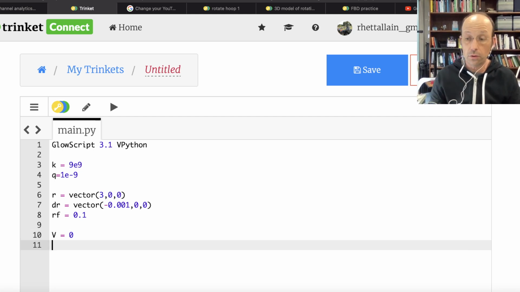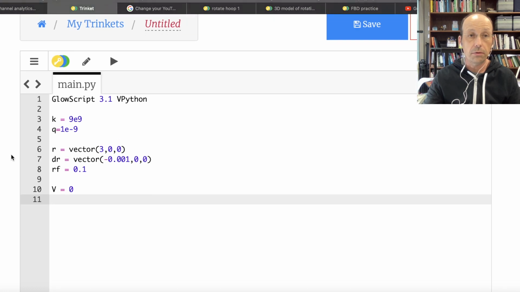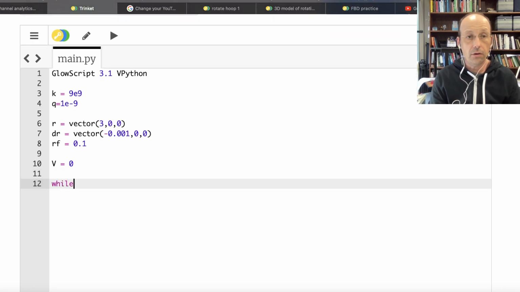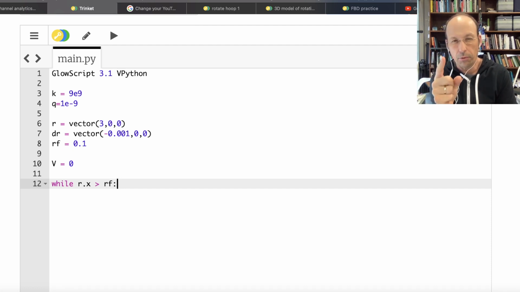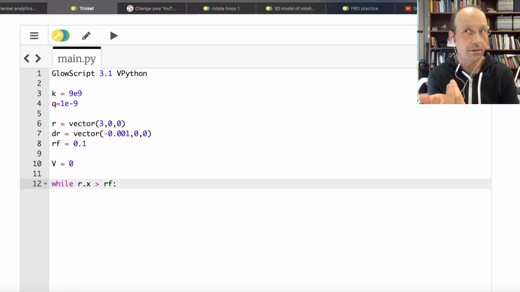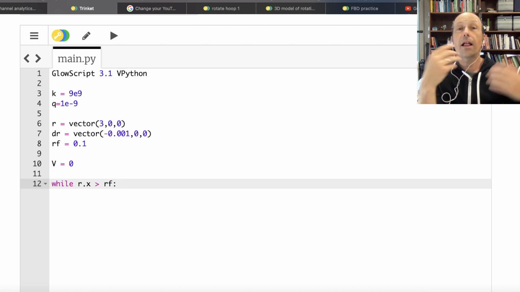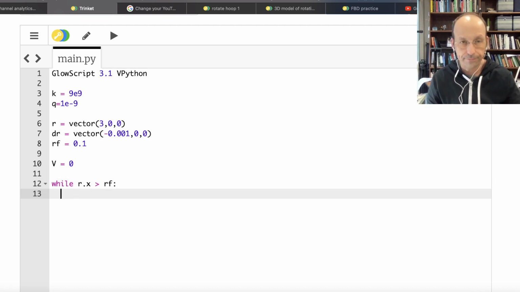So now I'm going to do a loop. In this loop, I'm going to say while r.x is greater than rf. So r.x is the x component of my vector r. Remember, r is where I'm at that particular point. So I'm going to keep doing this until I get to the position rf. r.x starts at 3, and I'm going to subtract a millimeter each time, which, yes, I'm going to have to do a lot of calculations. That's why I'm making Python do it, right?